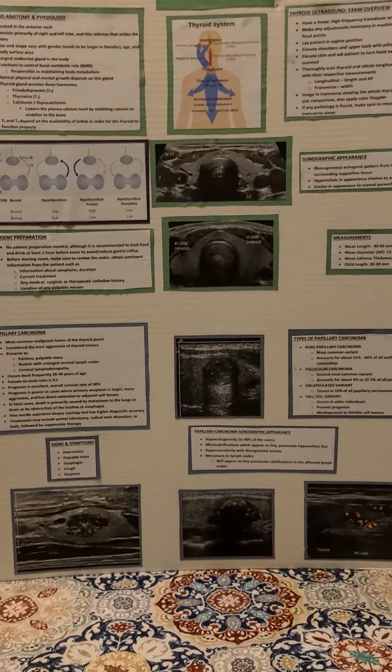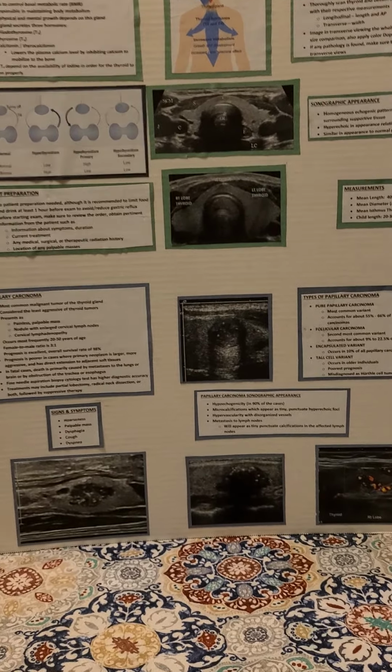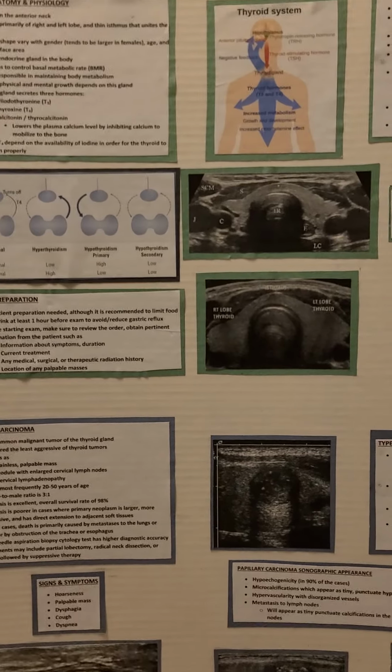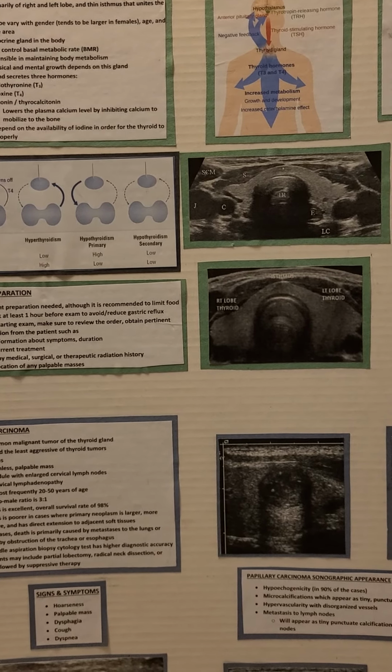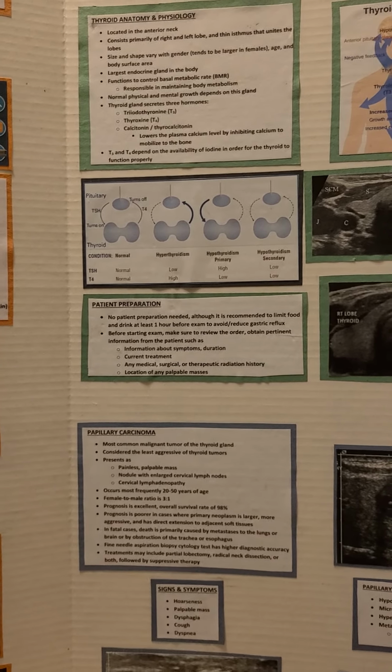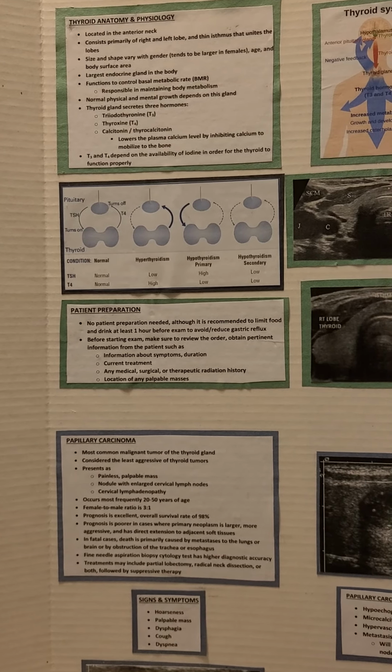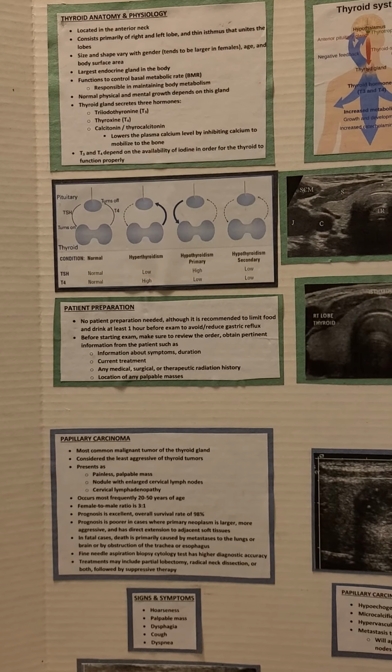The thyroid gland is the largest endocrine gland in the body. It consists primarily of the right and the left lobe, and it is connected by the thin isthmus. It is located anterior to the neck. It is responsible for maintaining our body's metabolism.